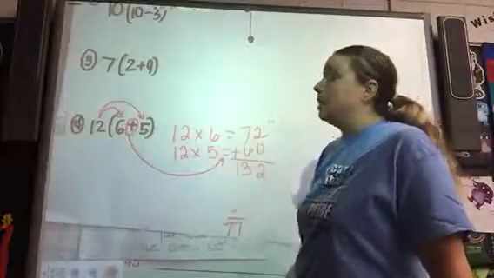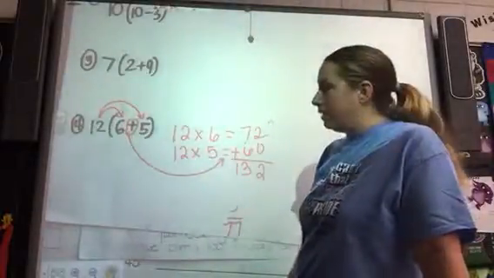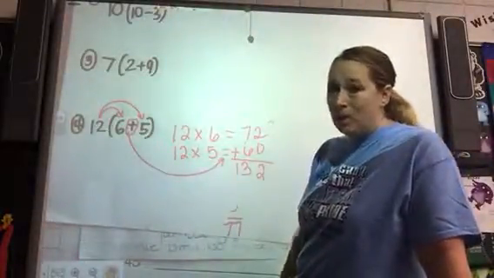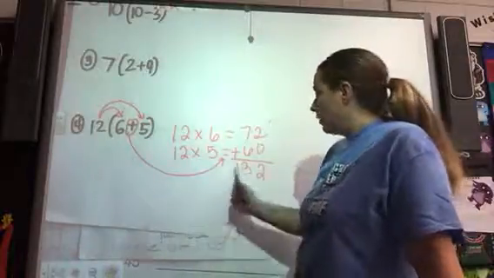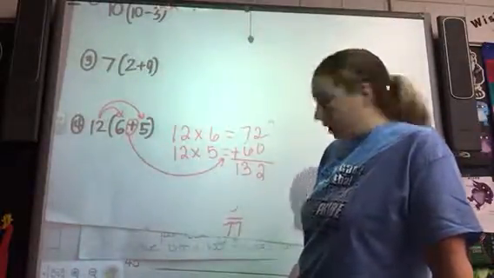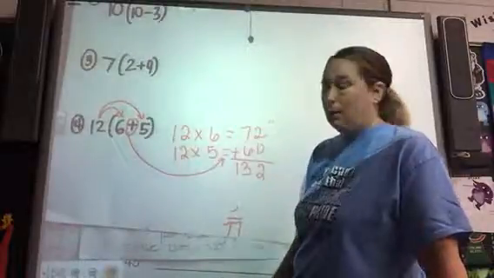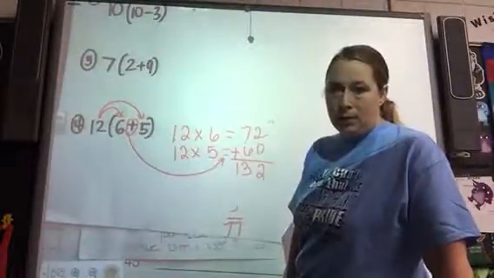Now, you could have added 6 plus 5 and gotten 11, and 11 times 12, but that is a more complicated problem. All right? So this is a much easier way to do it. Check your answers. If you didn't get it right, figure out where you went wrong and fix your problem.